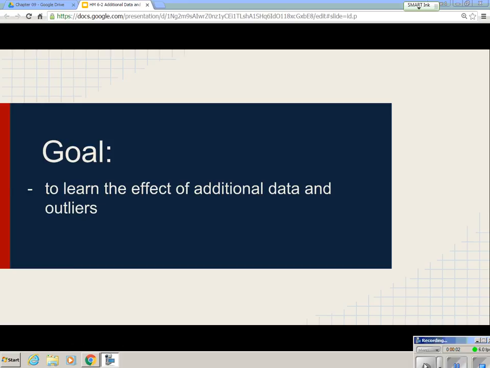All right, let's get today's lesson started. Today we're going to learn the effect of additional data and outliers. Outliers was a key that could have got you a bonus in a previous lesson. Write down this and today's date and page number before beginning.